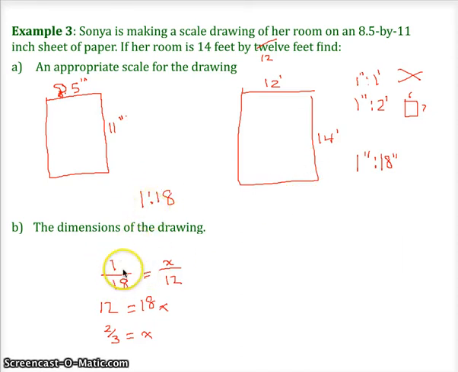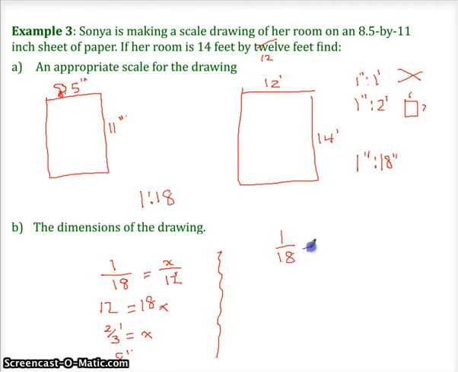I put that in as a ratio, 1 over 18. That equals x over 12, and that's supposed to represent 12 feet. So 12 feet comes out as 2/3 of a foot in the drawing. 2/3 of a foot, so it's probably good to keep track of these units. So this was 12 feet. 2/3 of a foot is the same as, if you think about it, 8 inches. So that's the smaller dimension.